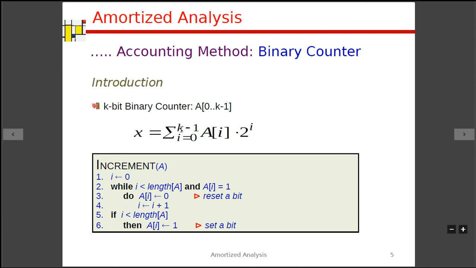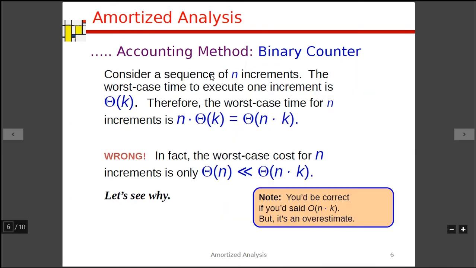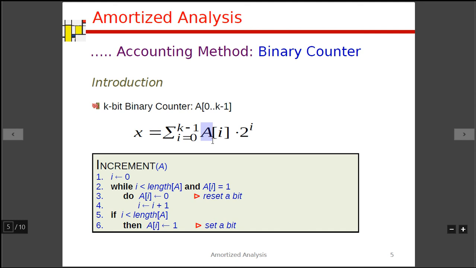Suppose the value of k is 4 here. So how can we calculate the value of x for a specific value of i? k minus 1 will be 3. Suppose i value is 1. So i will change from 1 to 3 and it will do summation. So a of i, a is an array, this particular array, which has a total of 4 bits. Its value will be calculated depending on the changing value of i.